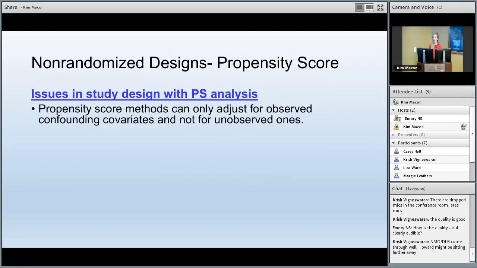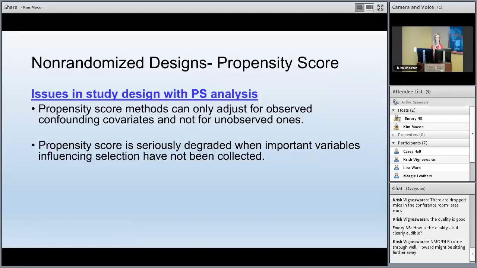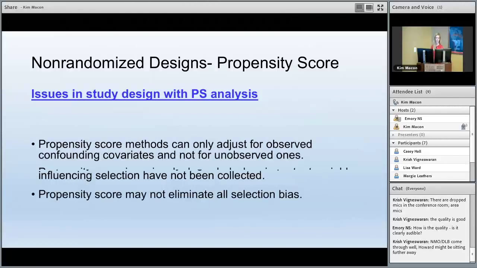Propensity scores can only adjust for observed confounding covariates, not for unobserved ones, like Dr. Gross mentioned. If there are important variables that you haven't collected that could seriously explain why treatment membership was given, then your estimates may be biased because you didn't collect the important variables you needed to collect. So that's important. You have to have clinically meaningful variables in order to do a propensity score.